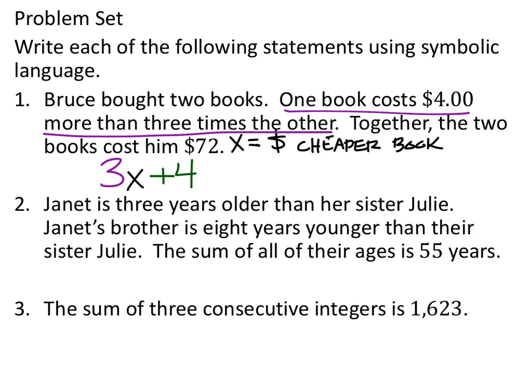But then it says together the 2 books cost $72. So that means if I add the cost of the cheaper book, then the total would be $72. Now you guys could solve this, but again, we're not interested in solving it right now. All we're worried about is writing the equation for this. So that would be the final answer for this one.